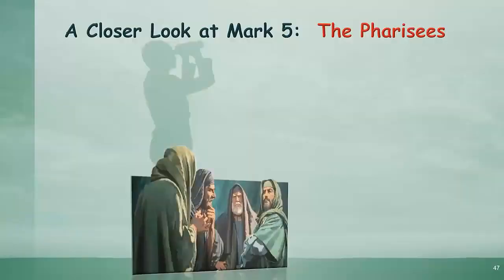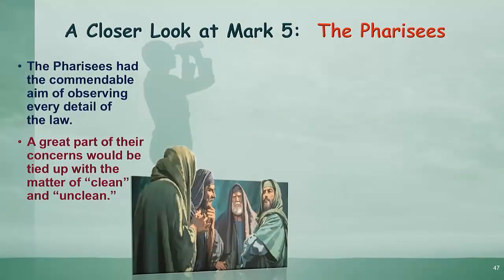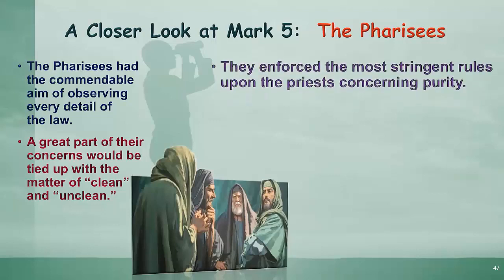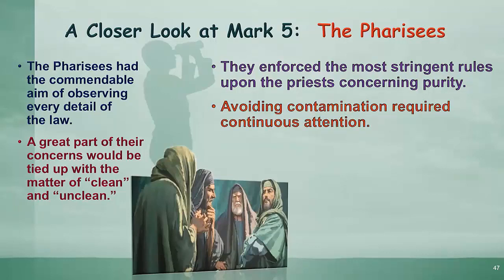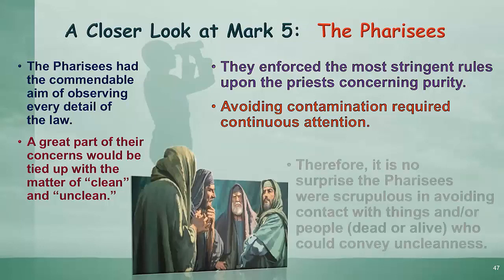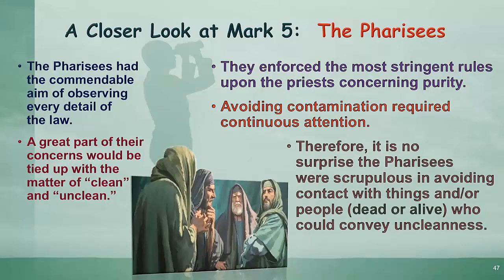A closer look at Mark 5. The Pharisees. The Pharisees had the commendable aim of observing every detail of the law. A great part of their concerns would be tied up with the matter of clean and unclean. They enforced the most stringent rules upon the priests concerning purity. Avoiding contamination required continuous attention. Therefore, it is no surprise the Pharisees were scrupulous in avoiding contact with things and or people, dead or alive, who could convey uncleanness.